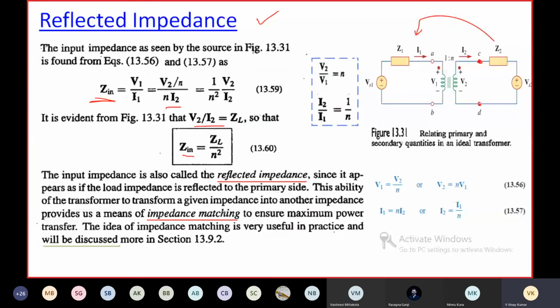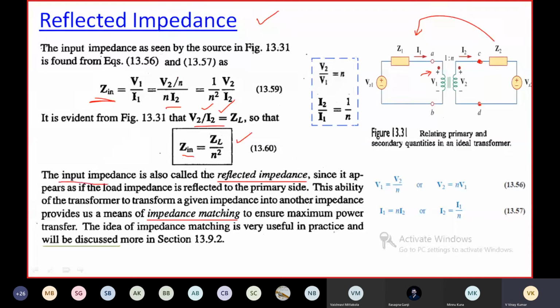Load impedance ZL is equal to V2 by I2. Zin means the input impedance between these two terminals. That is equal to V1 by I1, which is equal to V2 by N divided by N I2, which is equal to 1 by N square times V2 by I2. You know the load impedance is equal to V2 by I2. From this you can find Zin is equal to ZL by N square.